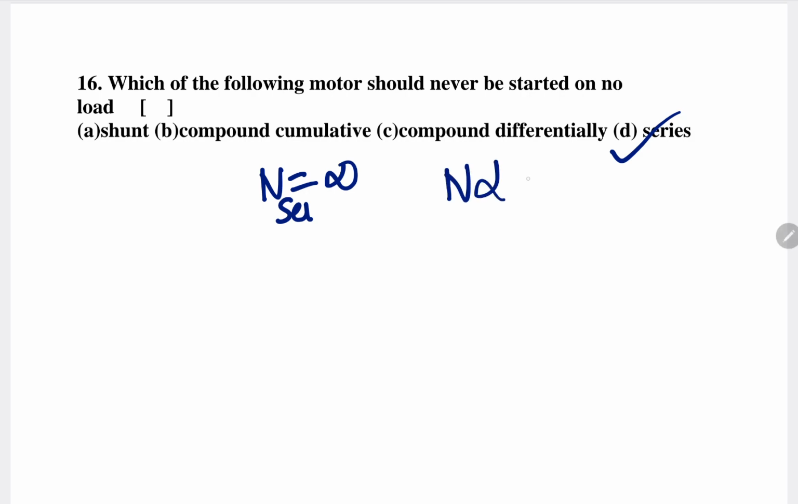See, N is proportional to EB by phi. Under no load condition, the current drawn by the series motor is very low and the flux developed by the motor is very low. This denominator is very low, which means the speed of the motor will be infinite, very large. So that will damage the motor. So a series motor should not be started on the no load condition.